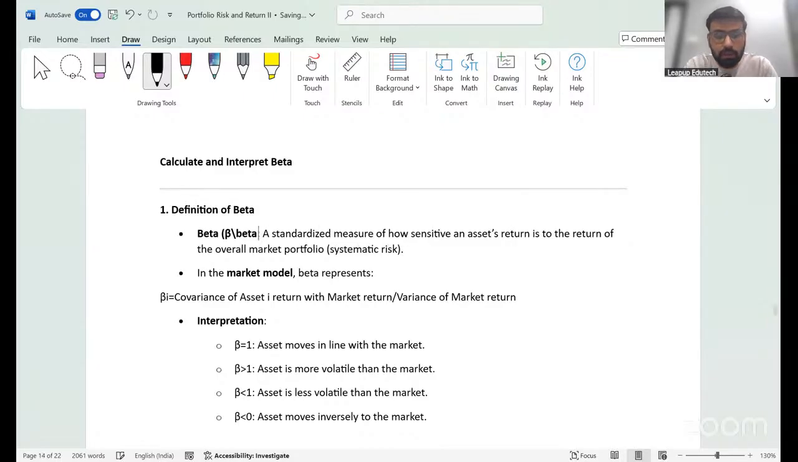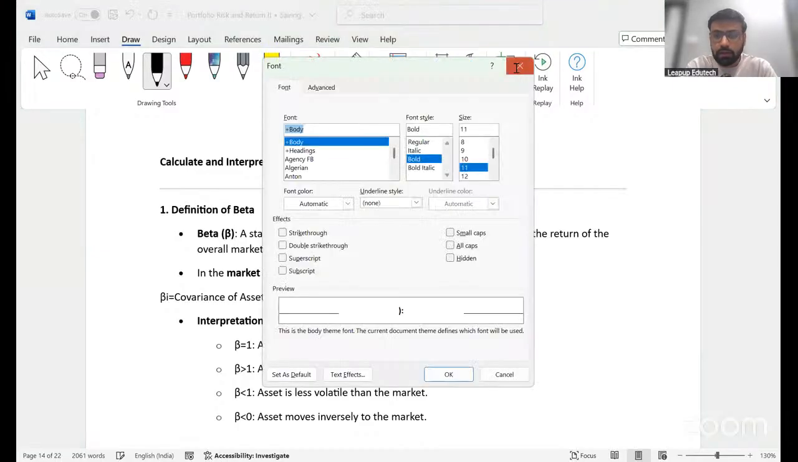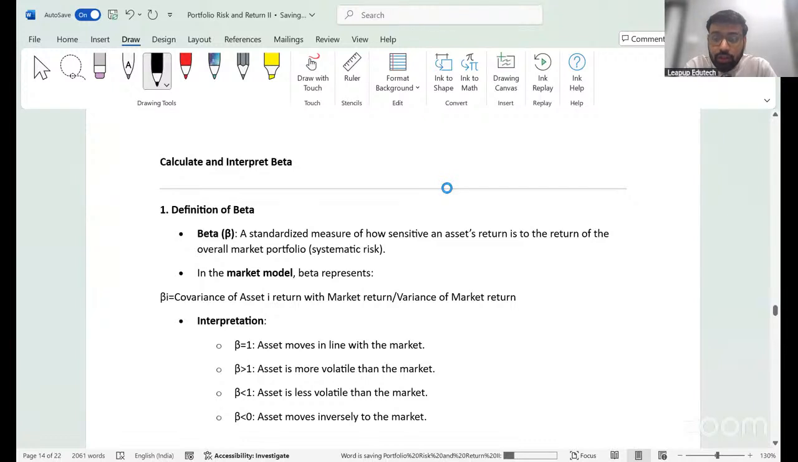Guys, with me so far, understanding all the different models that we have done so far? Yes or no quickly in the chat box so that we can proceed further and understand the calculation of beta. And I'll be right with you guys. Just give me a minute.